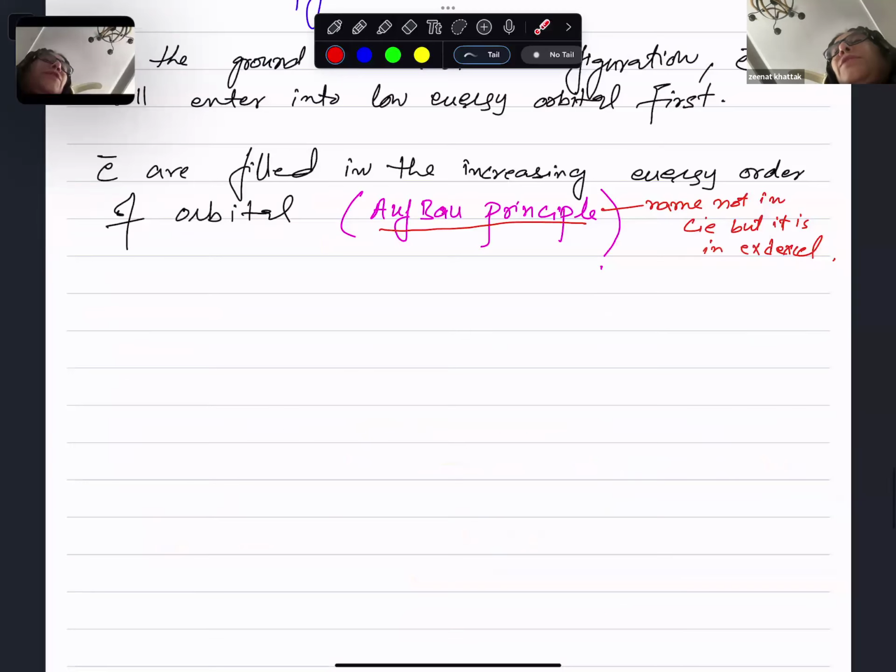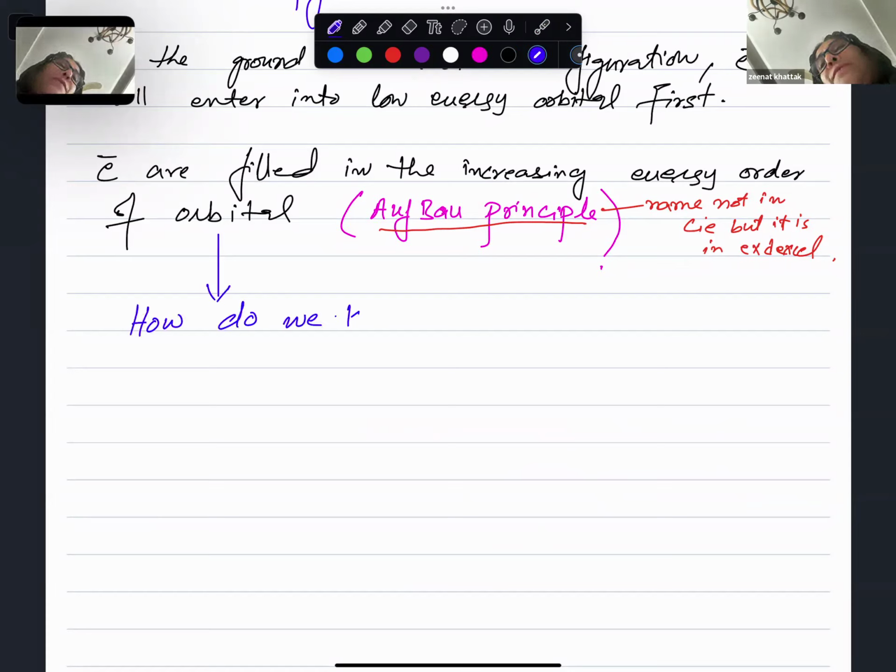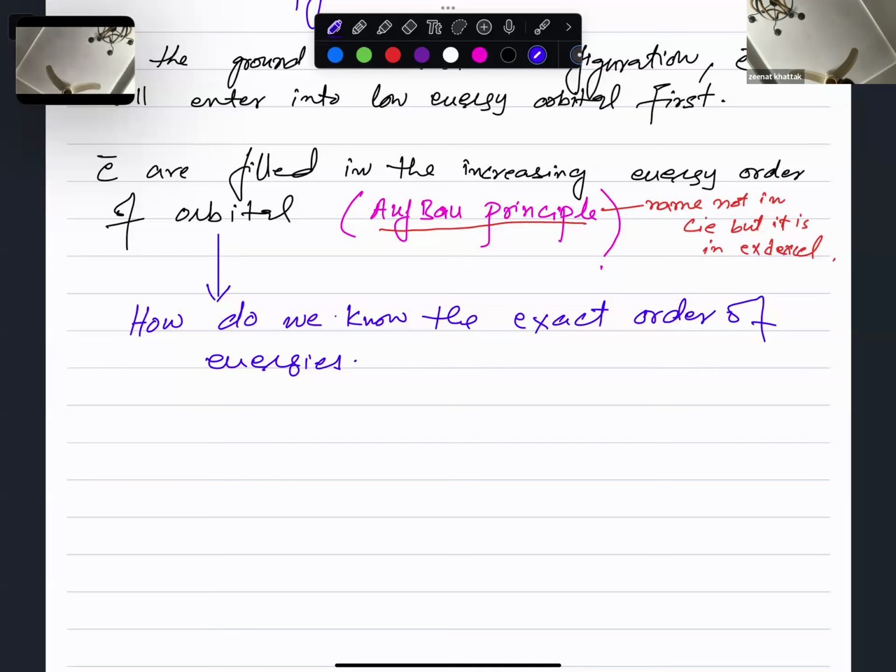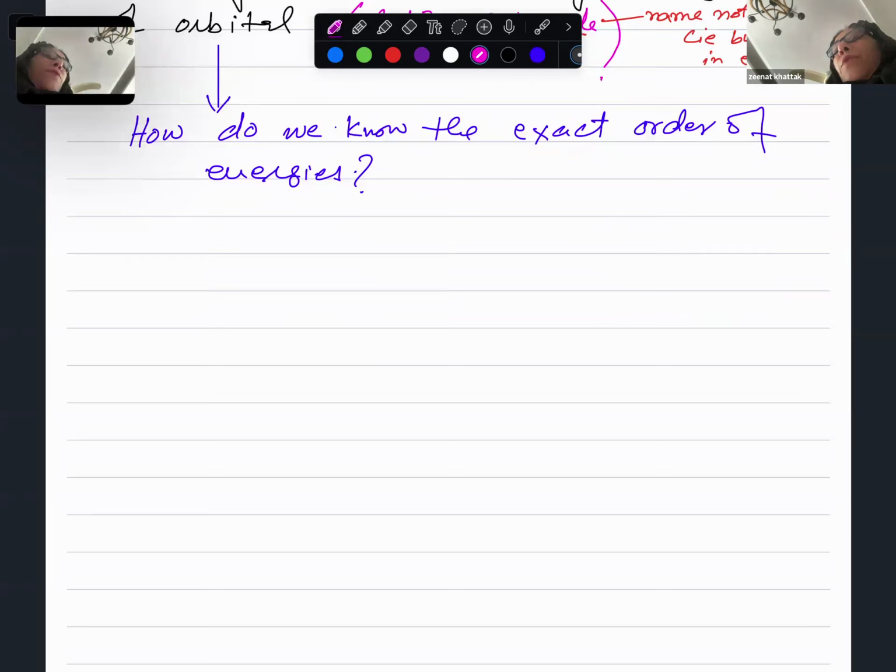Right. So how do we know the energies? The next question is, how do we know the exact order of energies? Now what you are supposed to do? Look, what you will do.